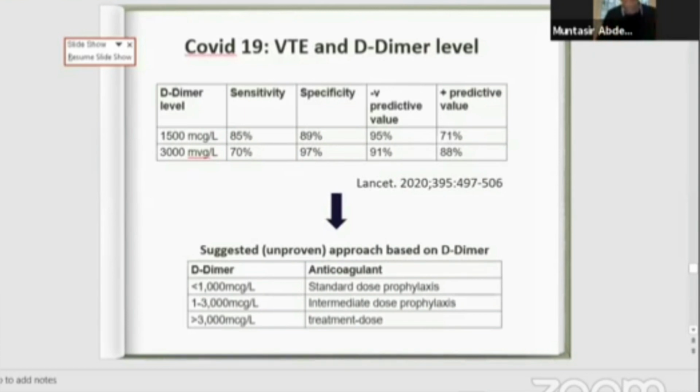You should try to do a CTPA. And if you don't have a CTPA, you might want to start treatment dose anticoagulation. Having said that, this recommendation is not proven, but for the time being, while we're trying to understand more about COVID-19, it might be a plausible approach. Can I have the next slide, please?